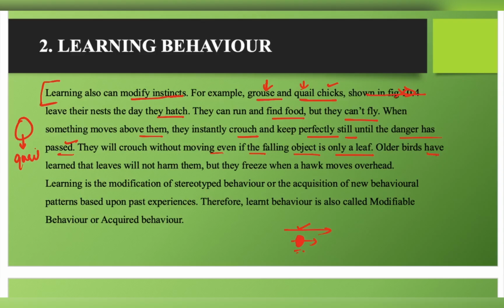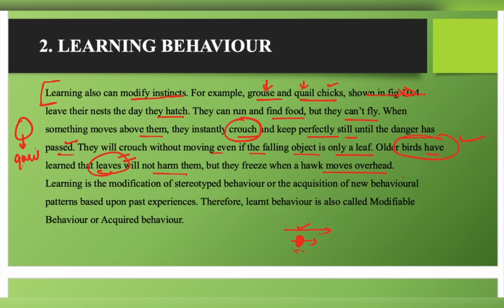Older birds have learned that leaves will not harm them, but they freeze when a hawk moves overhead. So that means the older birds have learned it, right? And you see, crouching is an instinct, they need to crouch when something passes over them. But with the passage of time, the older birds have learned that leaves will not harm them, so they will not freeze when a leaf falls.